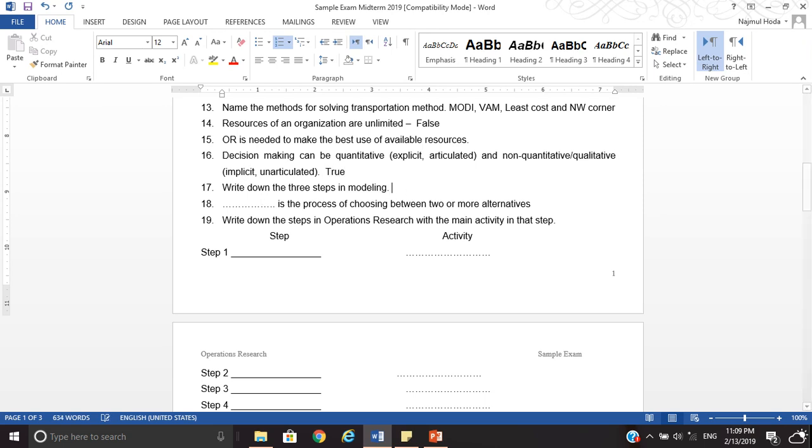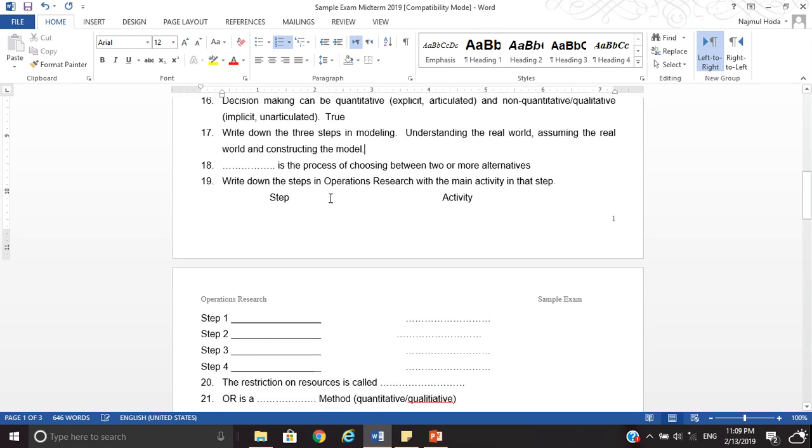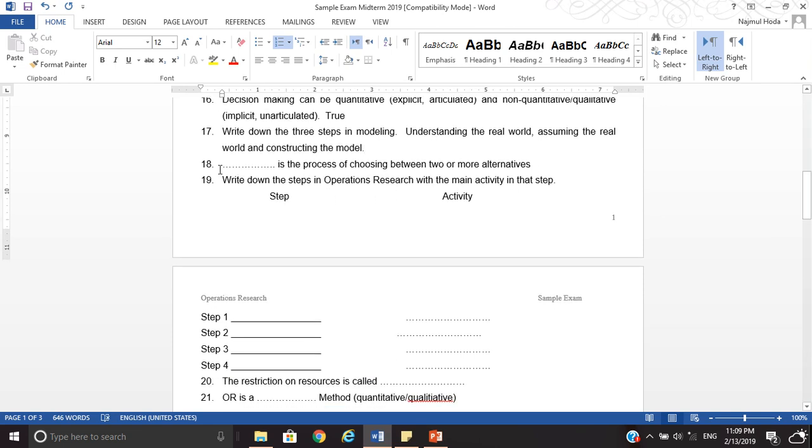It's right. Write down the 3 steps in modeling. So, understanding the real world. Okay, so you saw the picture also. Understanding the real world, then assuming the real world, and then you construct the model. These are the 3 steps in modeling. What is the process between choosing two or more alternatives? We just answered this. This is decision making.